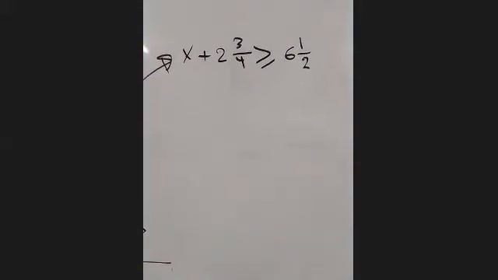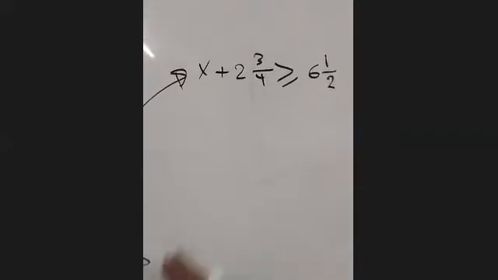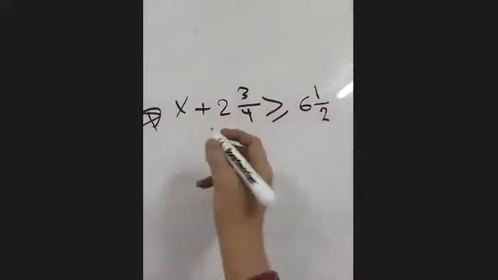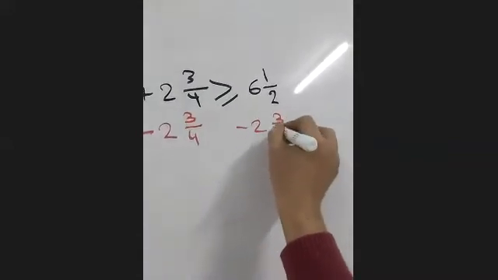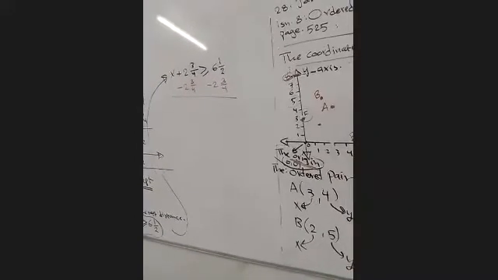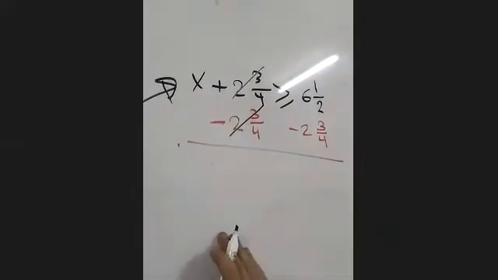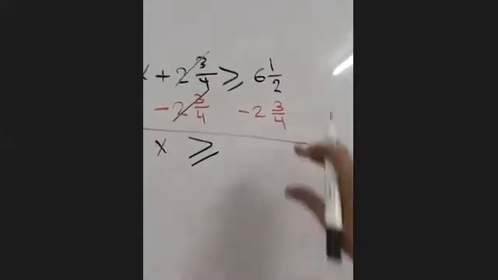We will make it improper. What do we have here? We will subtract 2 and 3 over 4 from both sides, right? And we put a line. Now we cancel them. What is still here on this side? x. And the sign stays greater than or equal.